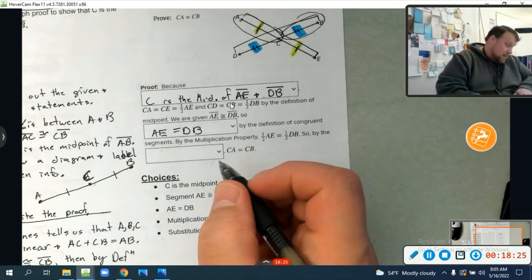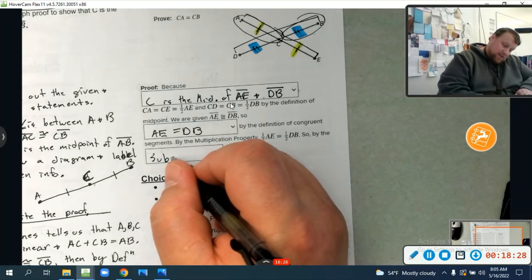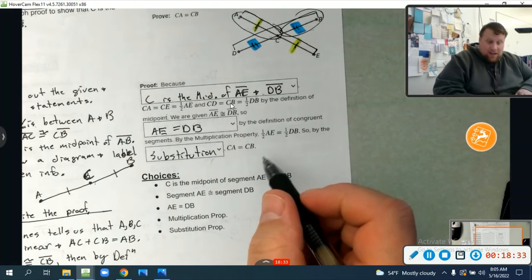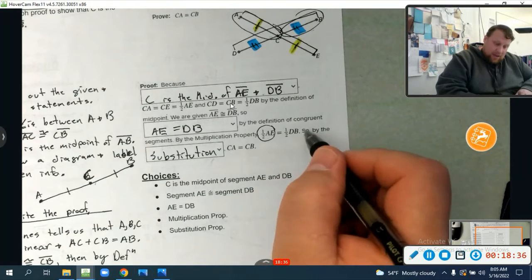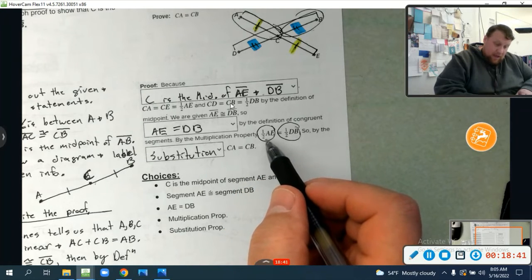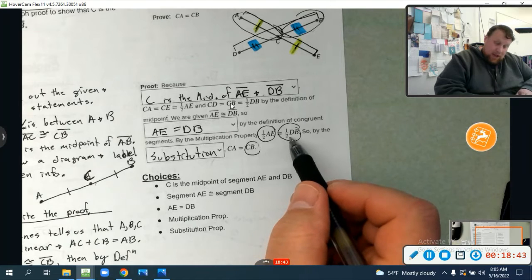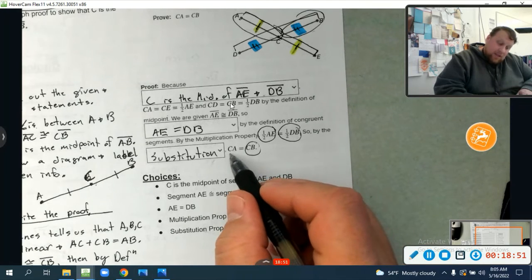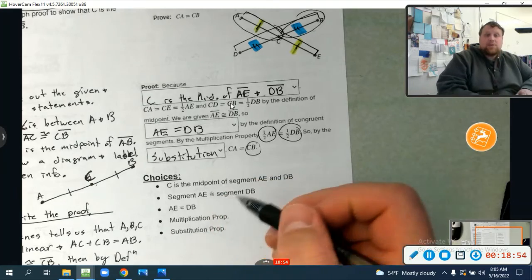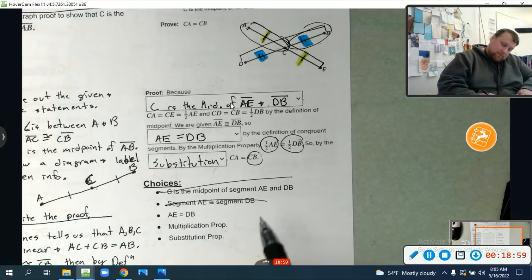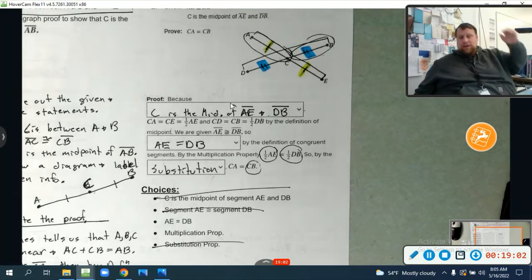So by the substitution property, didn't we just say that CA is equal to 1/2 of AE and CB is equal to 1/2 of DB? So we can substitute CA for 1/2 AE and CB for 1/2 DB, and we can say that CA equals CB by the substitution property. Look at that. You can cross these out as you go, by the way, because we had some extras we didn't need.